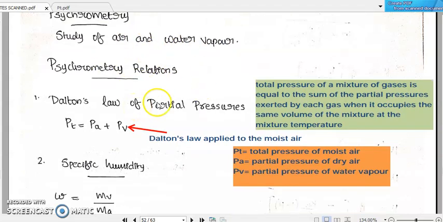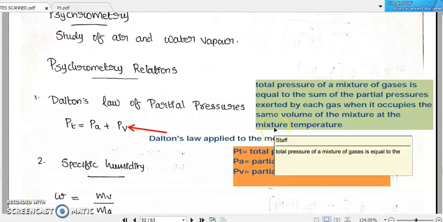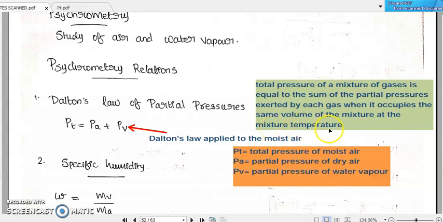So now let us focus on the various relations in air conditioning, called psychrometric relations. We have studied Dalton's law of partial pressures in our junior classes. It states that the total pressure of a mixture of gases is equal to the sum of the partial pressures exerted by each gas when it occupies the same volume of the mixture and is at the same mixture temperature. Applying this law to moist air, in our specific case of air conditioning, we can write this relation.